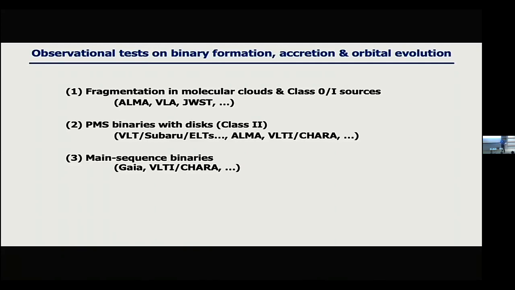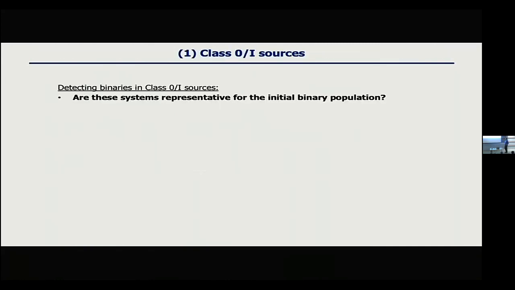So to kick things off, I just brought up one question about the class 0 sources that John talked about. Do we think that these binaries that we see there are really representative for the initial binary population, or has there already been some evolution happening at that stage? What are your opinions on that? Is John still there in the online audience? Yes, I'm here. Okay, so what is your take on it?